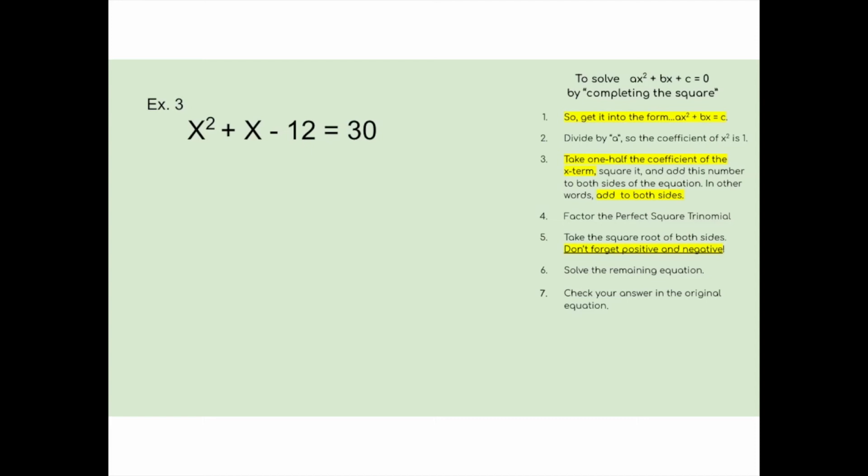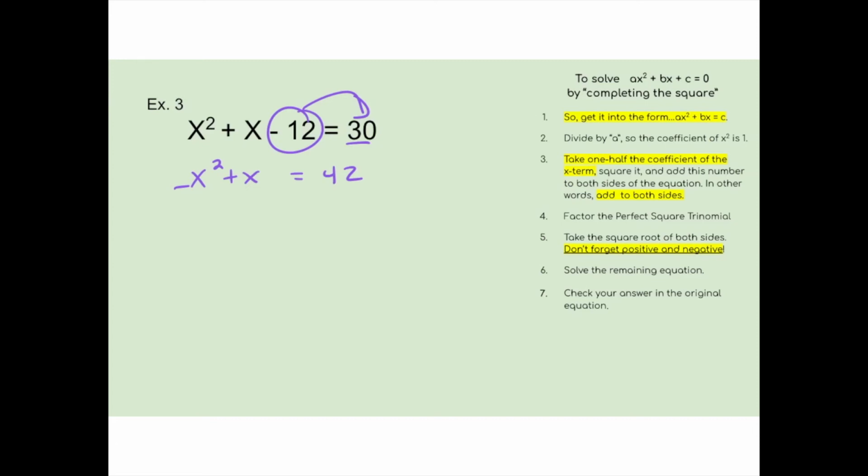This next example tries to switch things up on you a little bit. First thing you notice is that there is a number already on the right side, not 0. Doesn't really matter, you're still going to follow the same steps. You move this over to that side, and you have x squared plus x equals 42. There's still no lead coefficient other than 1, so we'll leave that alone for now.